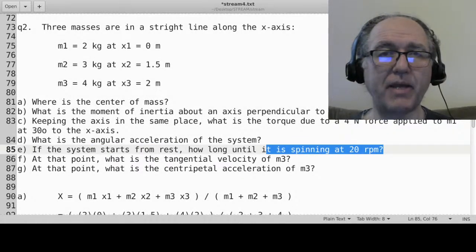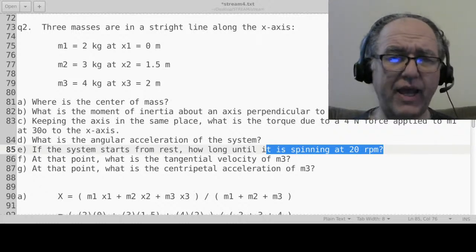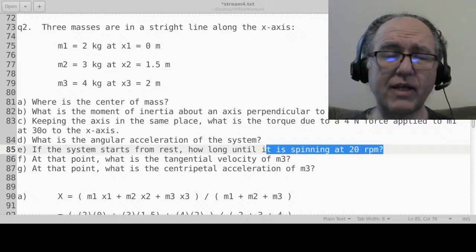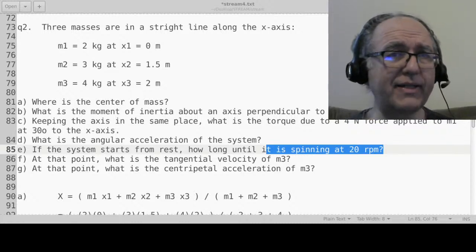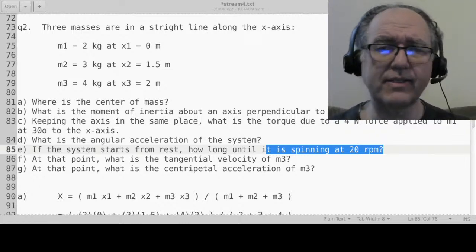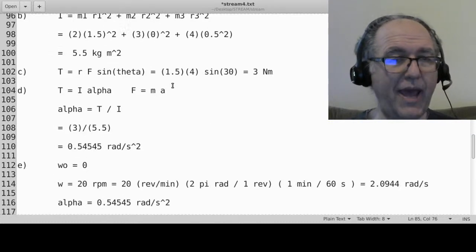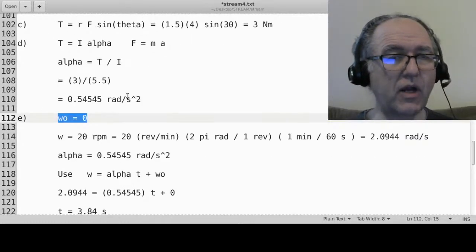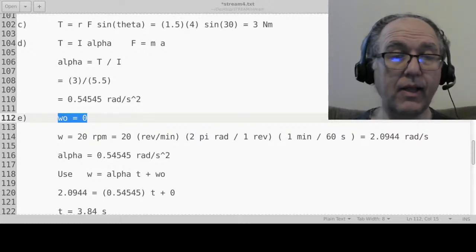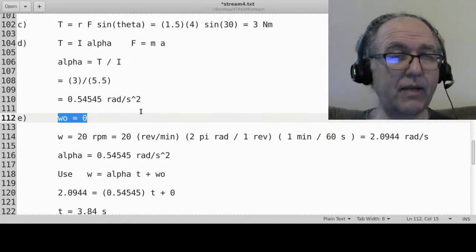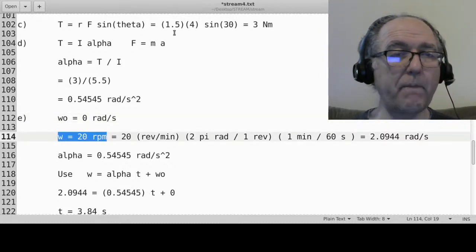And it spins up to 20 RPM, revolutions per minute. So that's its final angular velocity. There's an initial angular velocity of 0 and a final angular velocity of 20 revolutions per minute. We have the angular acceleration, and we want to find the time. So it's pretty obvious that this is an angular kinematics problem. Okay, so let's see what we have here. This is part E. It starts at rest, so omega naught is equal to 0 radians per second. Put in the units there, radians per second. And it spins up to 20 RPM.